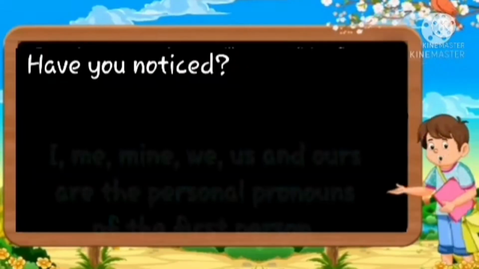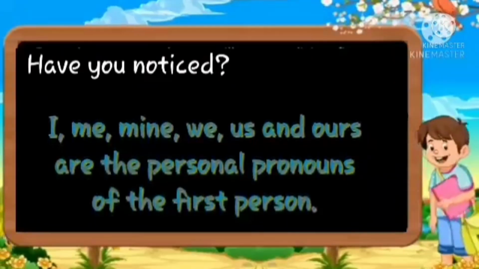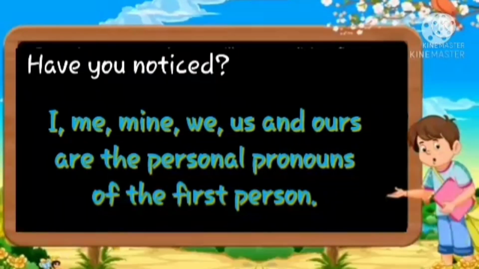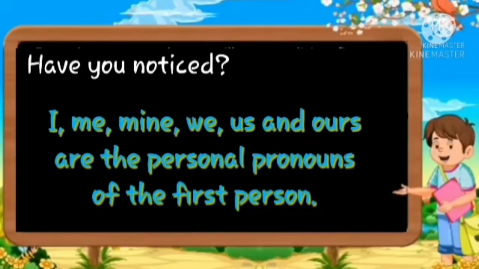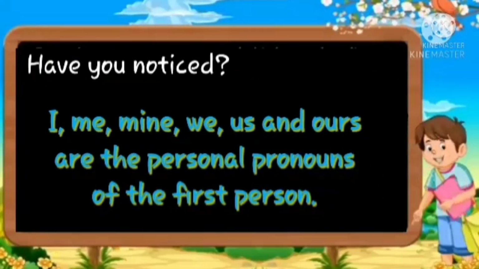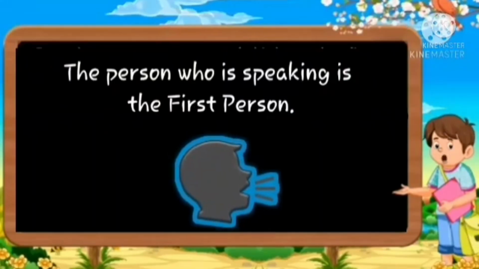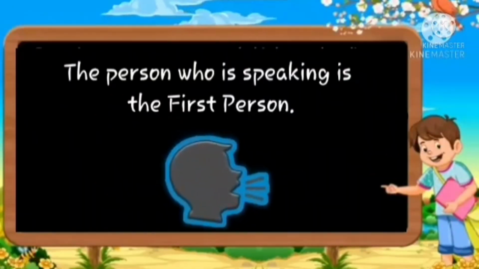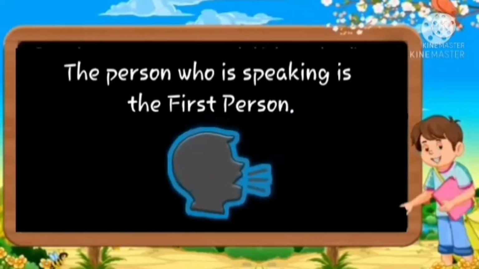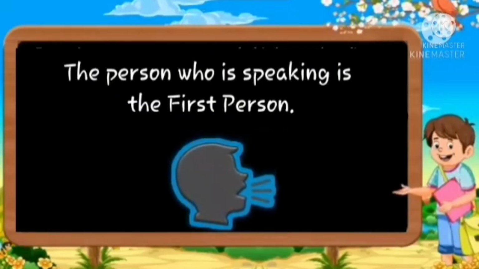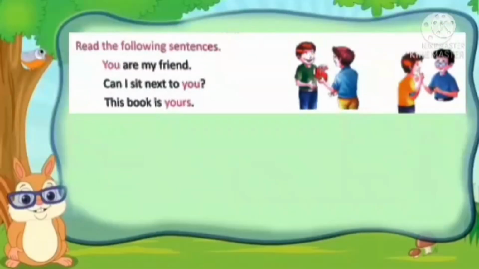So children, have you noticed that I, me, mine, we, us, ours are the personal pronouns of the first person. Now children, first person is the person who is speaking. जो बोल रहा होता है वो कौन होता है? First person. ठीक है.